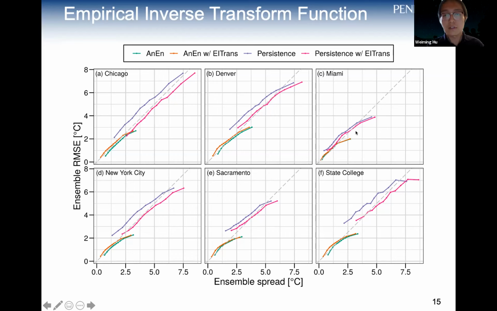Actually, if you look at the reliability, previously the rank histogram for Miami wasn't very good. The reason for that is probably that the ensemble per se has little room for improvement and calibration because it's already on the diagonal line.